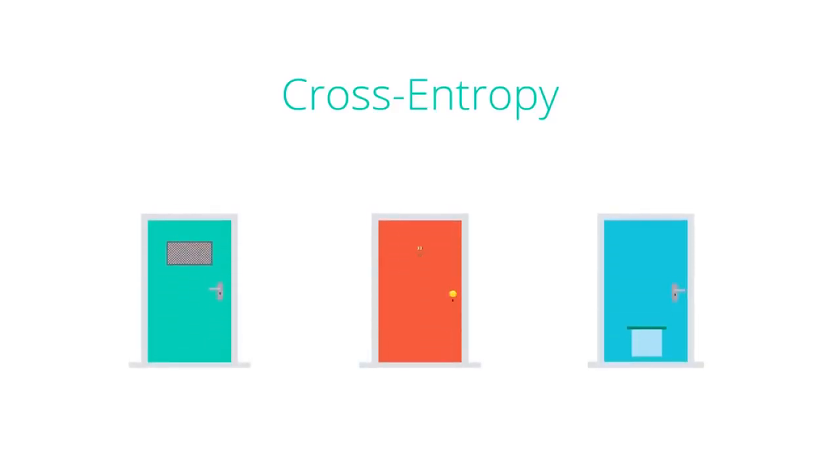Now let's look a bit closer into cross-entropy by switching to a different example. Let's say we have 3 doors. And no, this is not the Monty Hall problem. We have the green door, the red door, and the blue door. And behind each door we could have a gift or not have a gift.